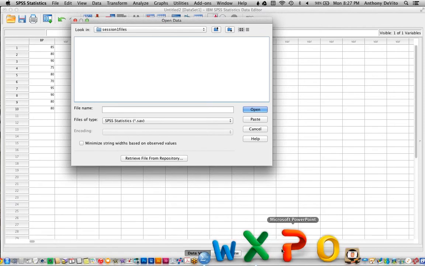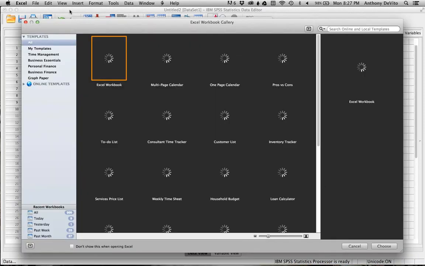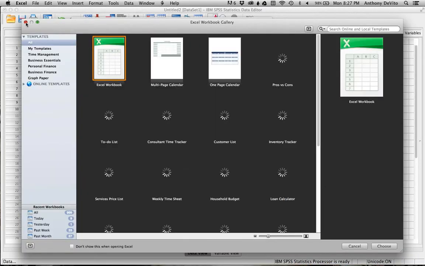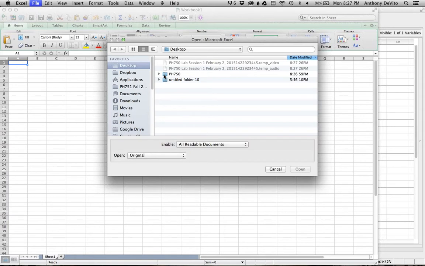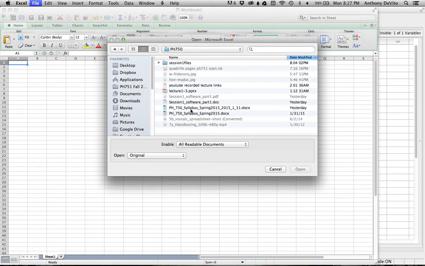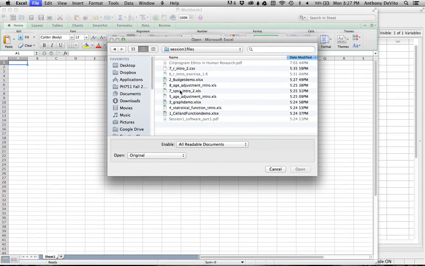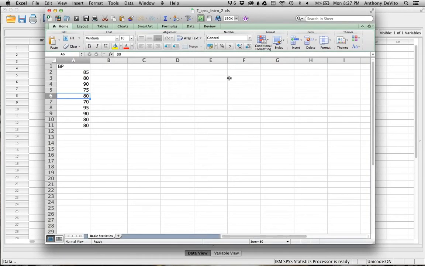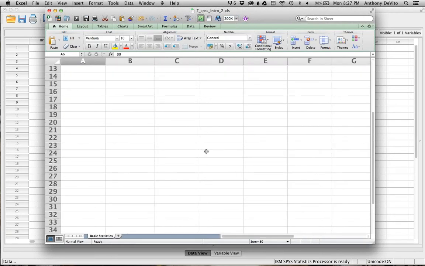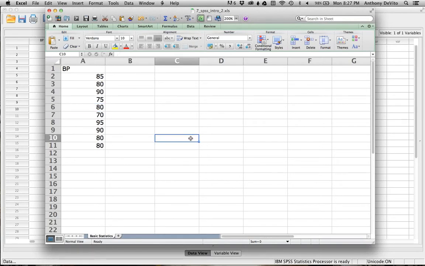Let me show you what that Excel file looks like while I'm at it, just so you know what it looks like before we import it. Open. Where is it? Session 1 files, SPSS. Okay, this is what the file looks like in Excel. Do you guys see it there?